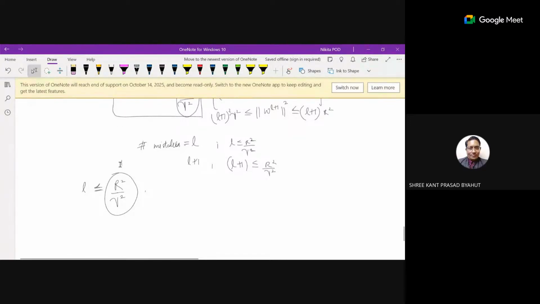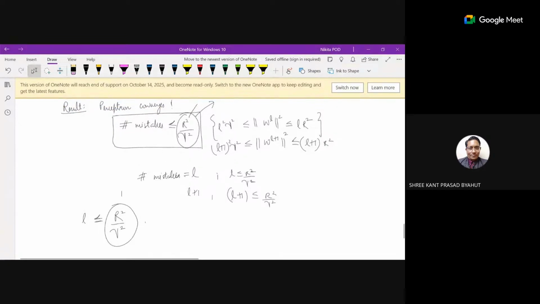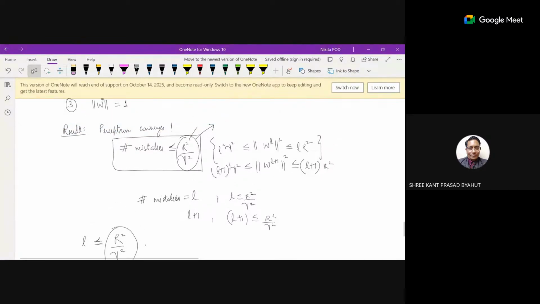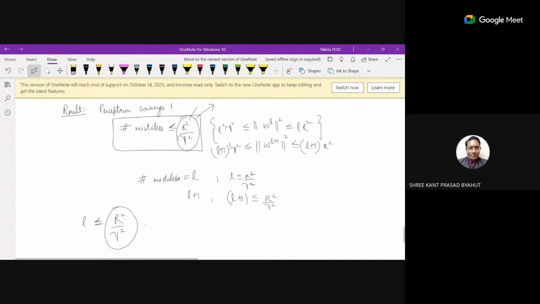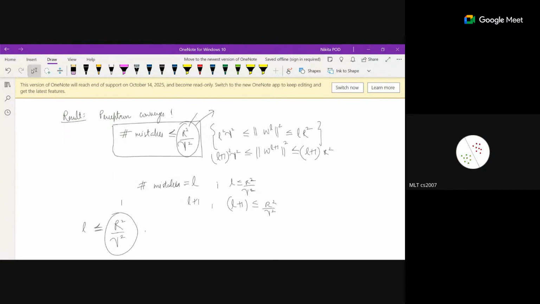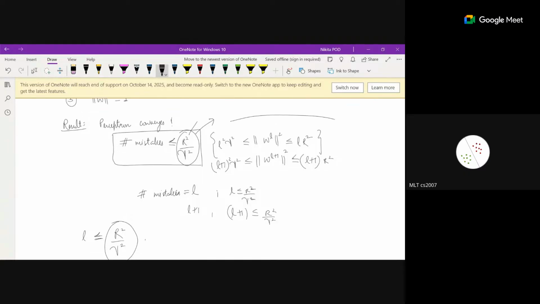This number of mistakes will vary, ma'am. Every time we change the value of the perceptron and run the algorithm, the number of mistakes will vary. Sometimes it will be less, sometimes it will be more. It will depend on that also. But the question is not about that. Here the question is about this, correct?